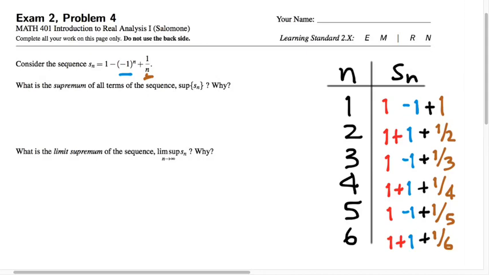So what pattern are we seeing emerge here in the first 6 terms? These orange terms are nice and predictable. What's happening with the reds and the blues? They're alternating between 0 and 2.